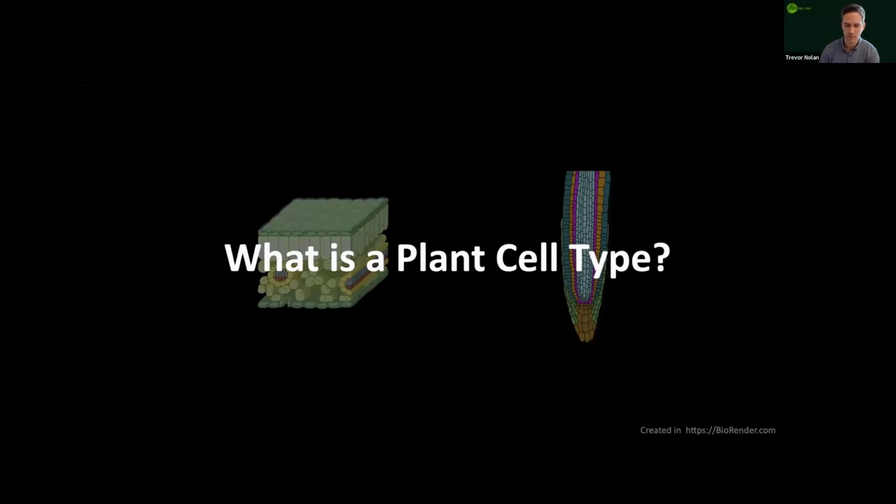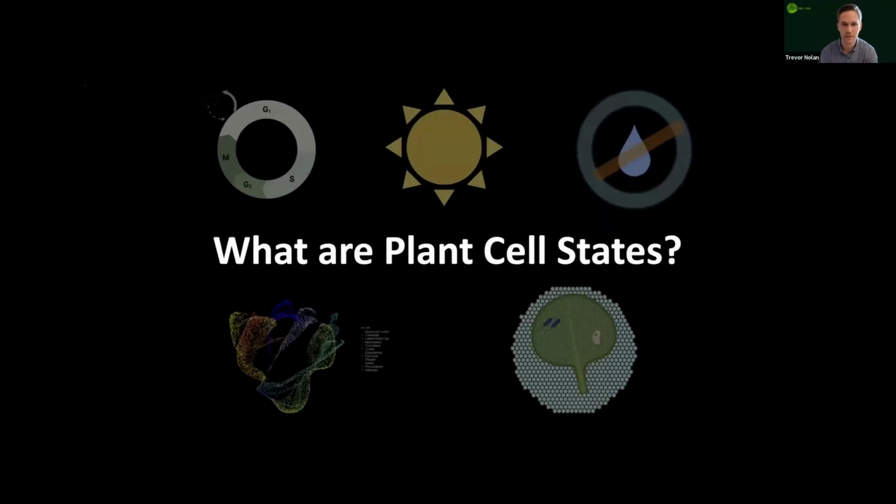And moreover, because plants exhibit remarkable plasticity, responding to their environment or even regenerating whole plants from single cells, how do we define the plant cell states, for example, in different phases of the cell cycle or different environments? And how do we incorporate this with new technologies that we can use to profile these?